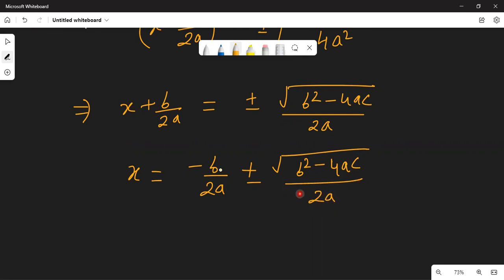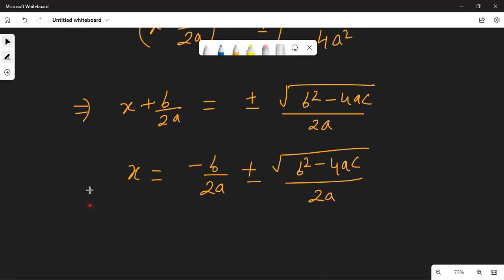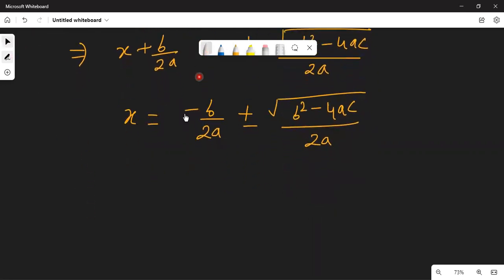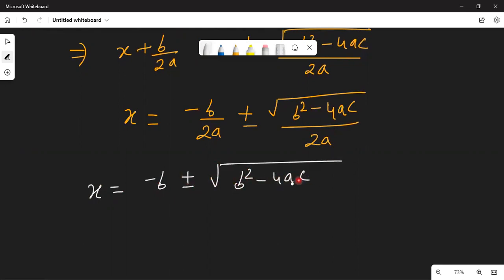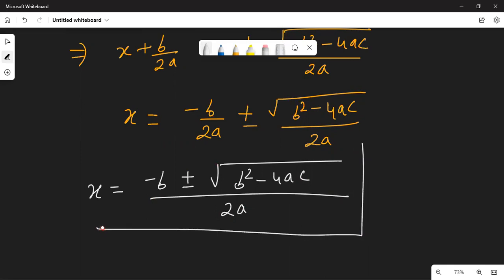Now we can take LCM again and write them together. So we get x is equal to minus b plus minus square root of b square minus 4ac, divided by 2a. So these will be the roots of the quadratic equation. We can use this formula directly when we have to find roots of a quadratic equation.